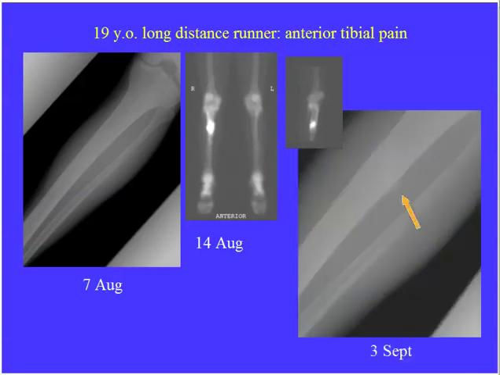A week later, we see the area of abnormality on plain film. There's nothing on the plain film on 7 August. A week later, we can see the area of abnormality on nuclear medicine bone scan, which is much more sensitive and is going to pick this up much earlier. And finally, a month later, we're starting to see the periosteal reaction on plain film.